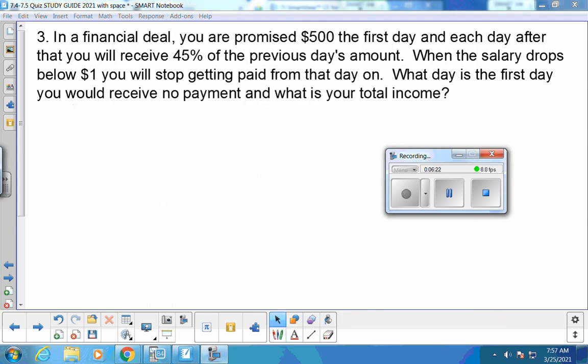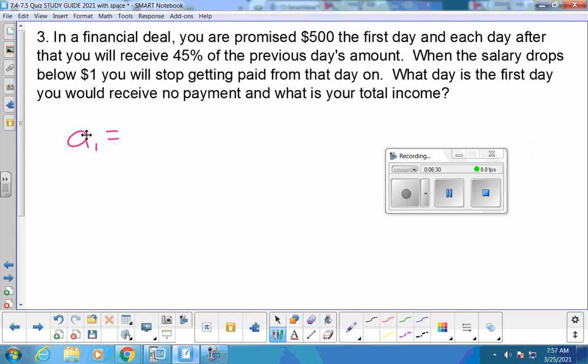All right, we're on a fun little word problem. There is one like this tomorrow. In a financial deal, you're promised $500 the first day. So I called that day 1. Each day after that, you'll receive 45% of the previous day's amount. That's like your constant multiplier. So each day, you'll just multiply by 0.45.